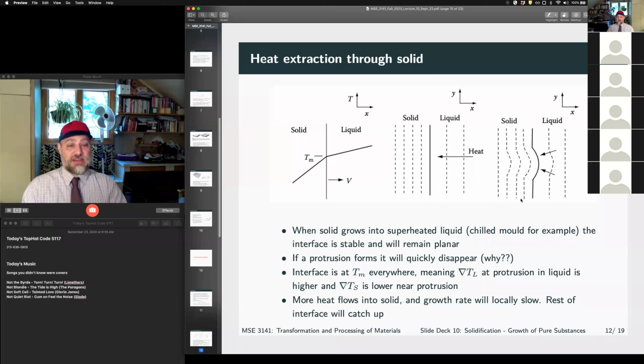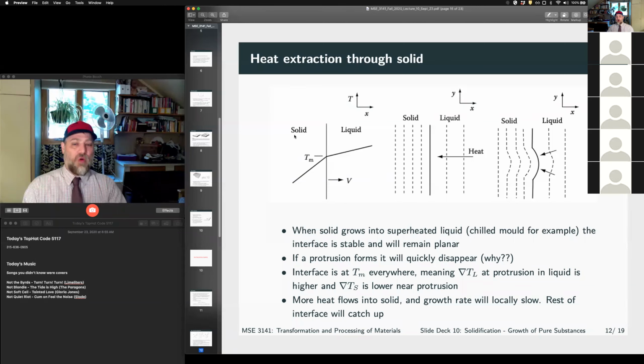The interface is at the melting temperature everywhere. If this protrusion grows out, it means that we're now going to have a steeper temperature gradient in this portion of the liquid and a shallower temperature gradient in this portion of the solid, right?